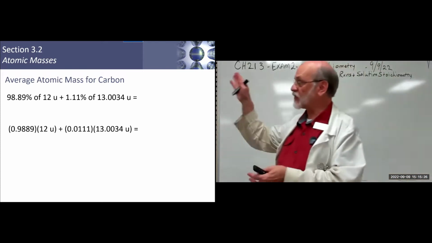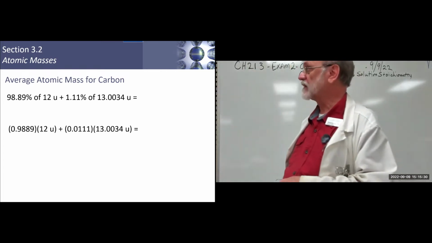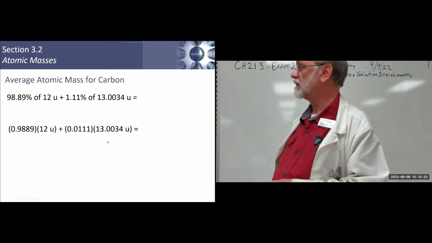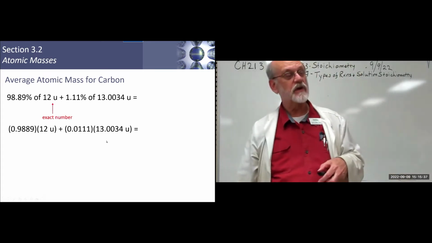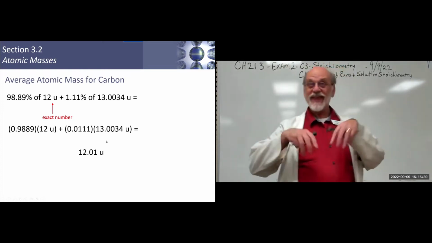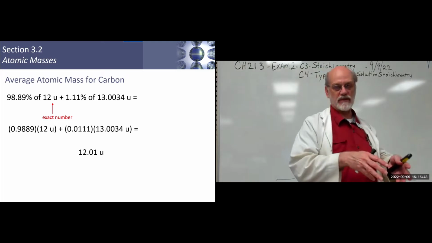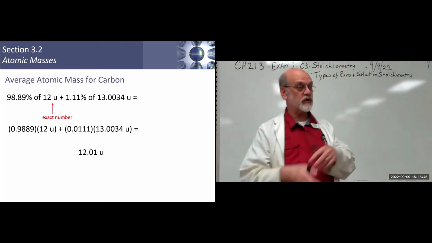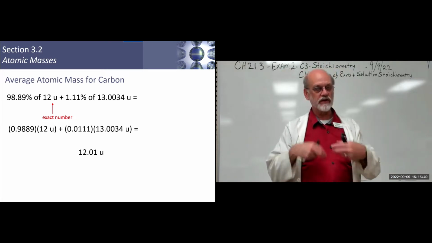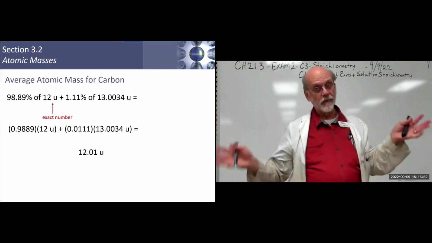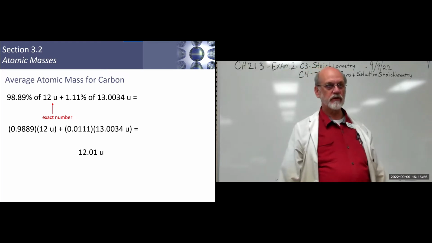So once you multiply those out and get a value for each one, add them together, that's going to be, as soon as I get to it, 12.01 atomic mass units for the average mass of a naturally occurring carbon atom. It could be a 12, it could be a 13, doesn't matter. The average mass is what's important to us. That way, we don't have to bother with isotopes when we're doing our chemistry.